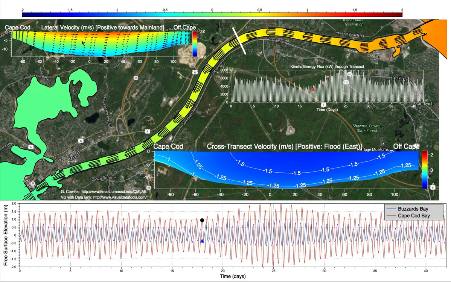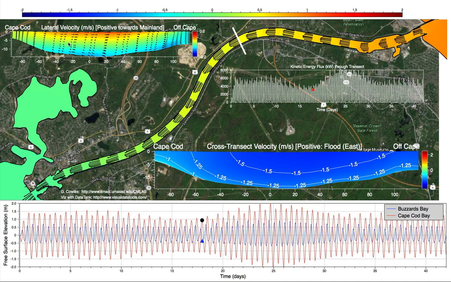This section up here is the velocity field within this transect. Most of the flow goes through. There's a slight variation within the transect, which is what you're seeing right here. And again, left is Cape Cod, right is off Cape. The rendering here is the lateral velocity, the sideways velocity in the canal. And the vectors show the full velocity field, including vertical components in the canal.